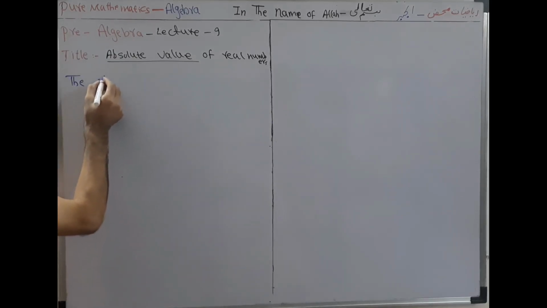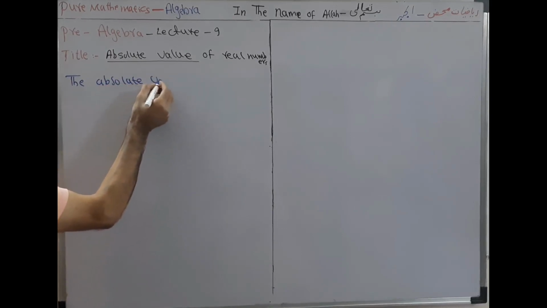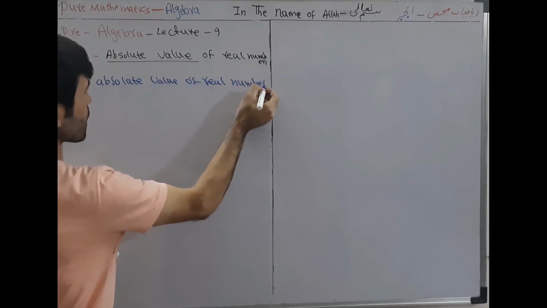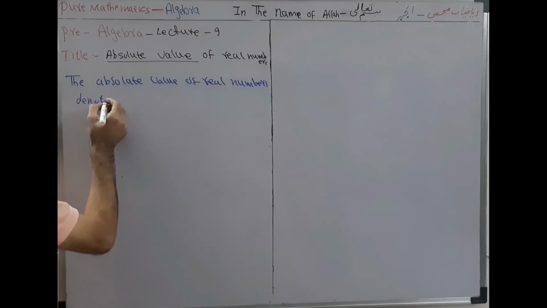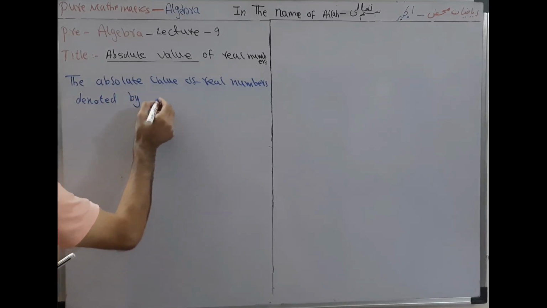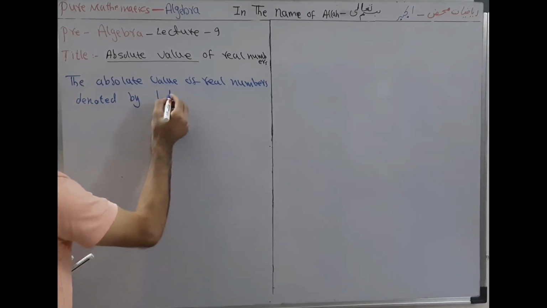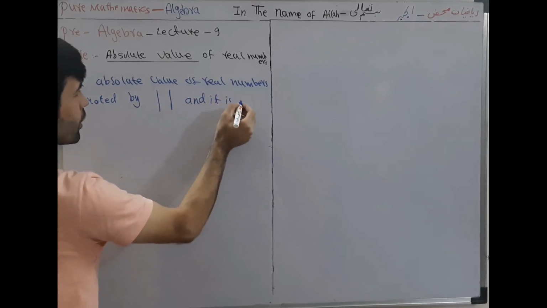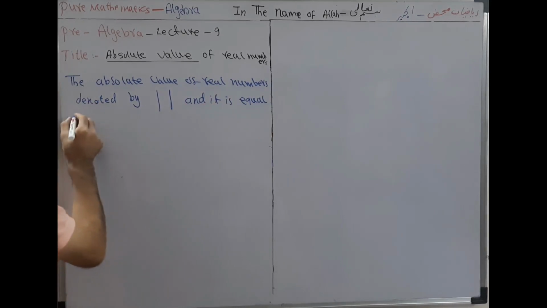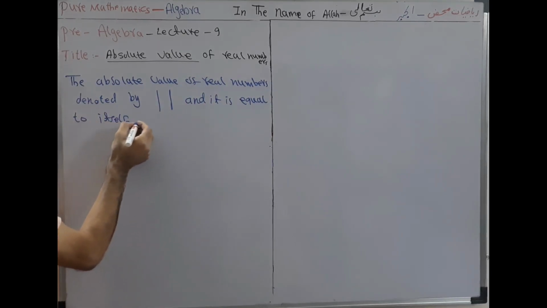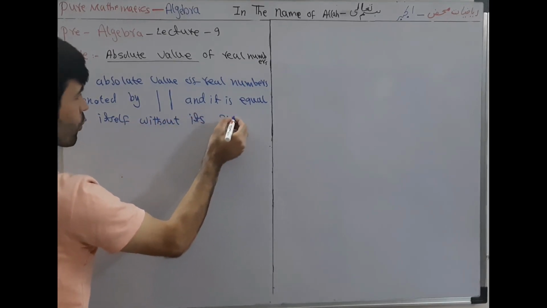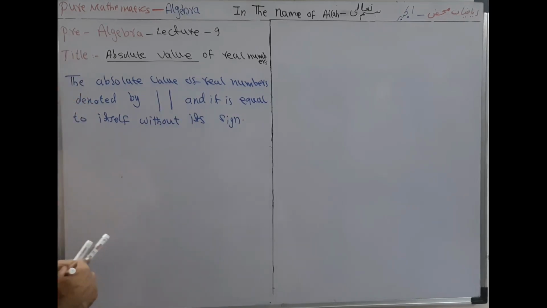The absolute value of real numbers is denoted by this symbol, and it is equal to itself without its sign. It is the definition of absolute value.